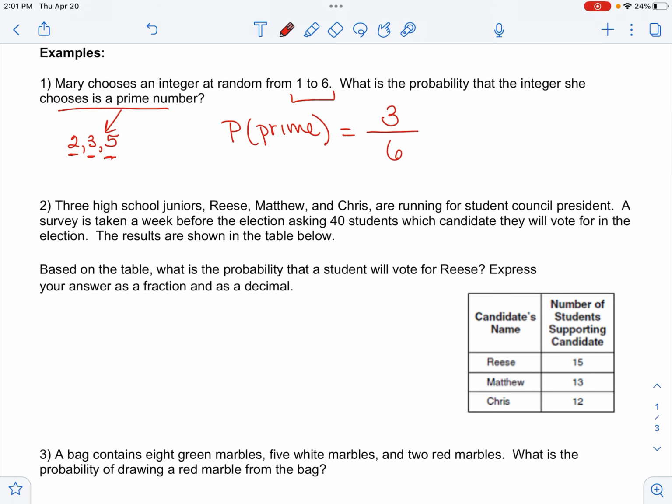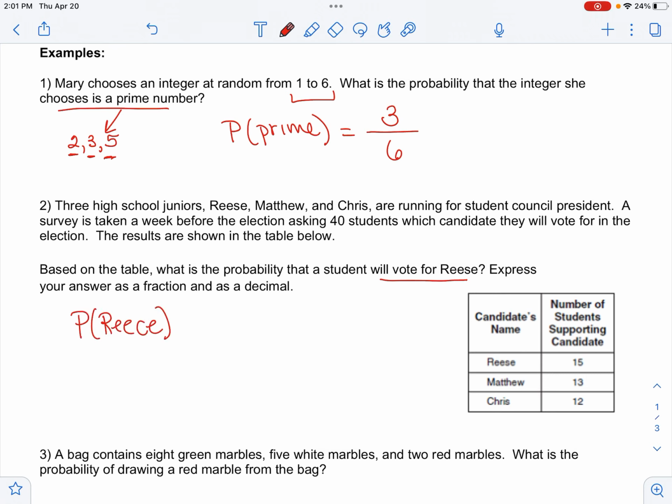Number 2. High school juniors Reese, Matthew, and Chris are running for student council president. A survey is taken a week before the election asking 40 students which candidate they will vote for in the election. The results are shown in the table. Based on the table, what is the probability that the student will vote for Reese? Express your answer as a fraction and a decimal.